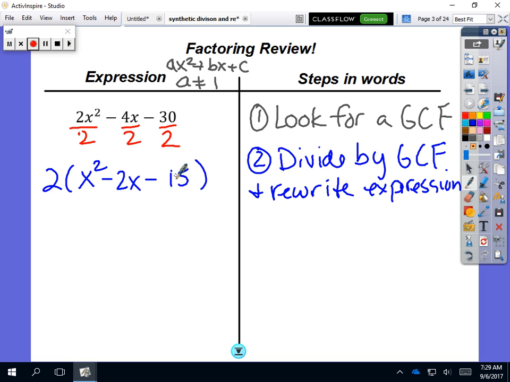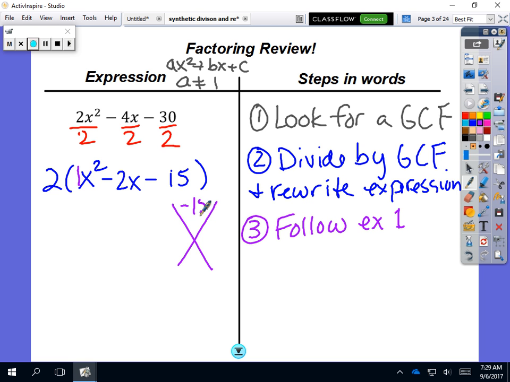Okay, now you can just follow the steps from example 1. So now you use the big X. So now my coefficient is 1. The 2 is not part of this expression anymore. It's factored out. So my a is 1, c is negative 15.